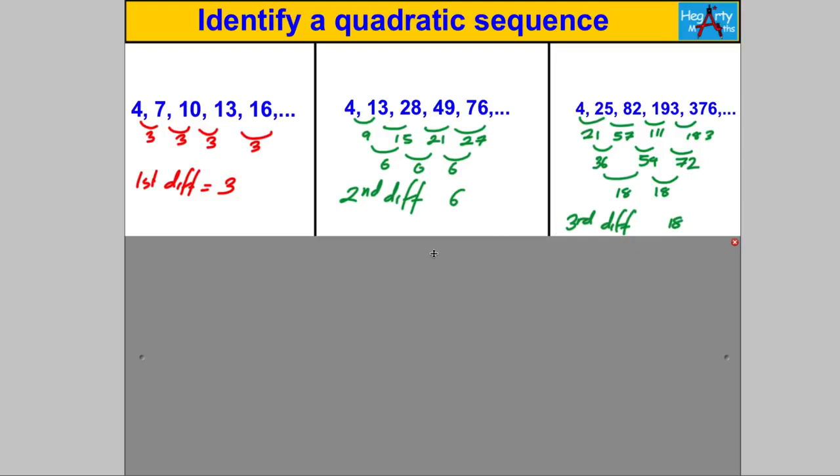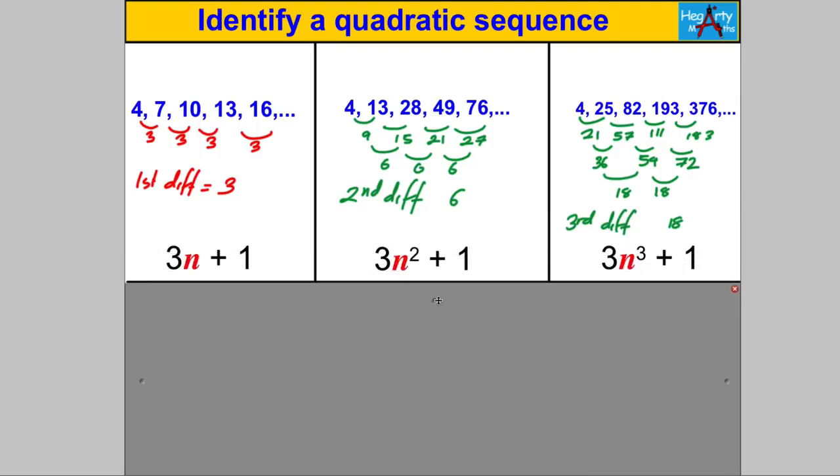I'm going to show you the nth term for each of these sequences. The nth term here is 3n add 1. The nth term here is 3n squared add 1. The nth term here is 3n cubed add 1. Can you see how that links to the common differences?